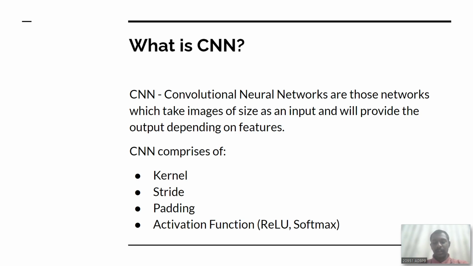And coming to softmax, it is an activation function which will be at the very end of the CNN model. It's the output layer of the whole neural network. At the end we will use softmax for the output layer.